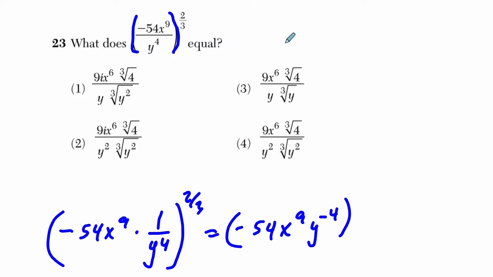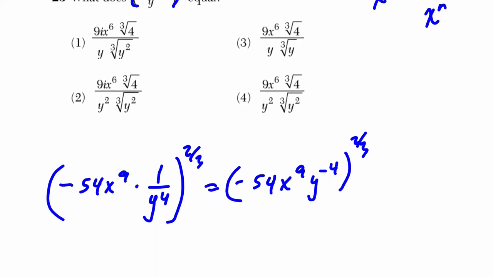In general, there's a lot of things happening in this problem, but if you have some base x to the negative n, that equals 1 divided by x to the nth. So we're using that definition here. That's all to the 2/3. Now this looks pretty scary, but all you have to do at this point is take this exponent and distribute it to each of the factors.